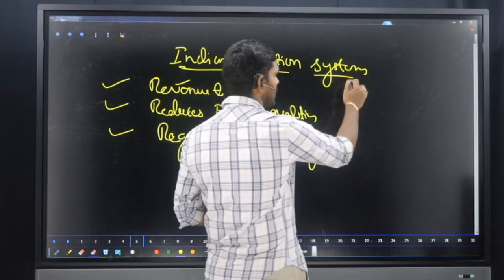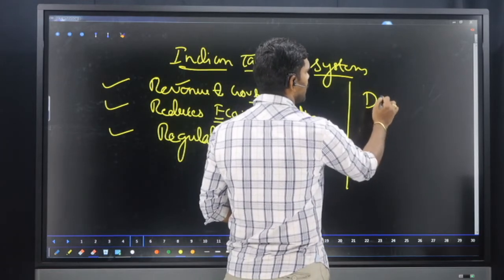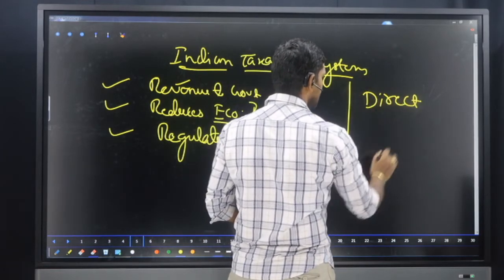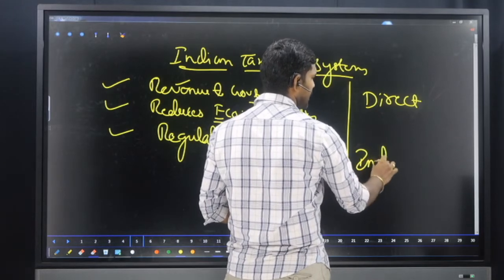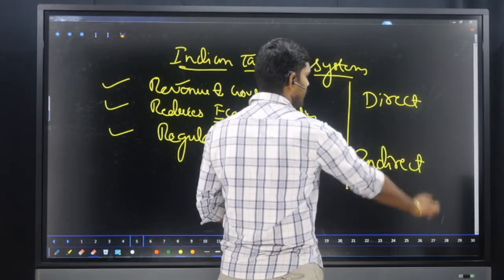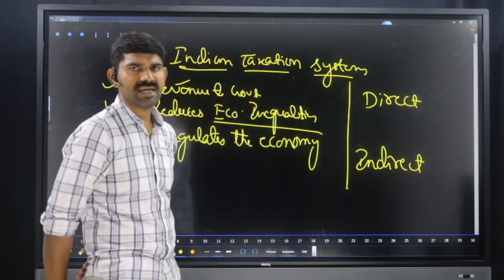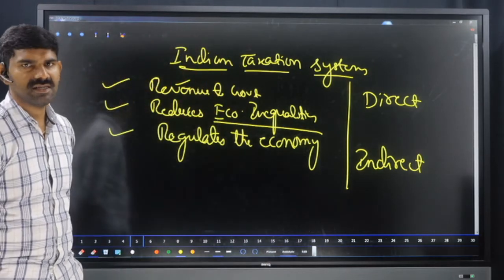We have got two types of taxes. What are the two types of taxes? One is called direct taxes. The other one is called indirect taxes. So we got two types of taxes: one is called a direct tax, and one is called an indirect tax.